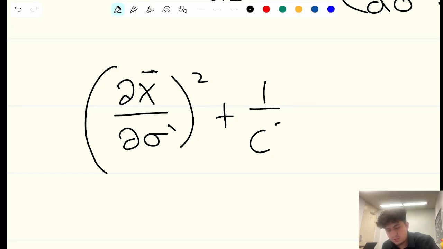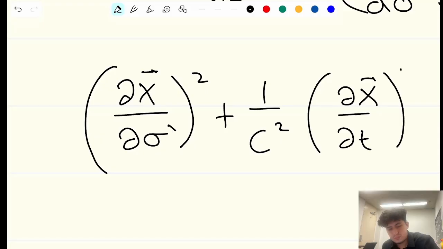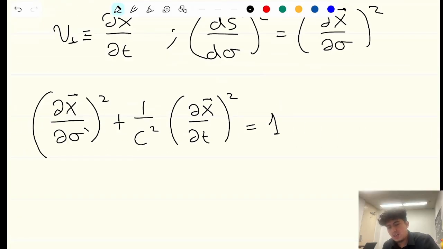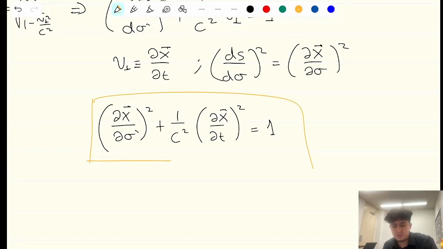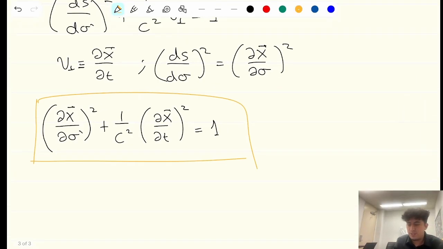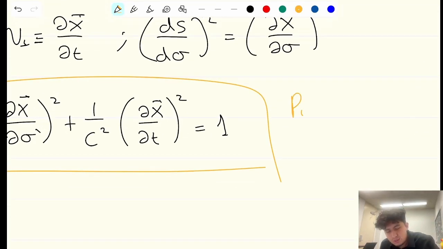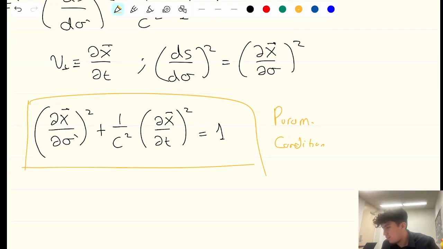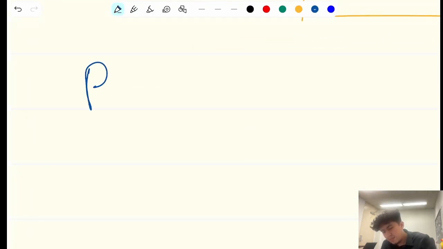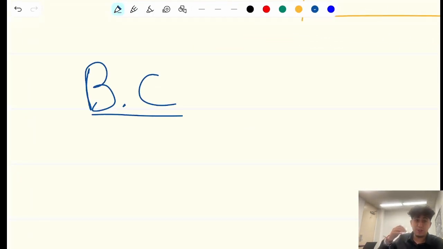1 over c squared. Cool. Equals 1. And we're going to call this the parametrization condition, because essentially our sigma parametrization is imposing this condition. So it's just the parametrization condition. Cool. And now let me analyze the boundary conditions. We're going to try to derive the other 3 equations now.